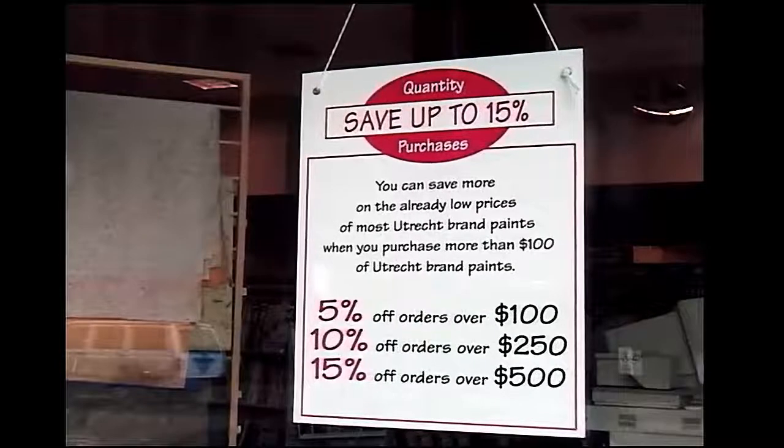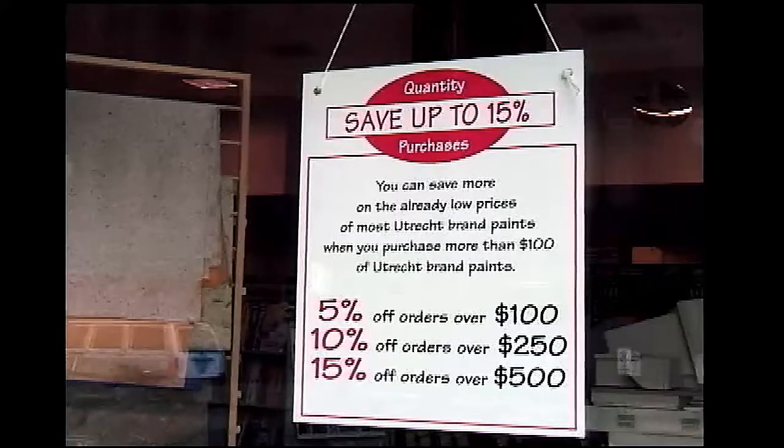Here is a sign I saw hanging in Chicago. 5% off orders over $100, 10% off orders over $250, and 15% off orders over $500. How much would you save if you bought the minimum amount for each discount?